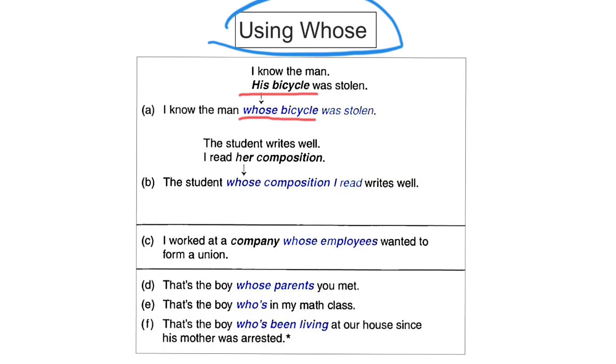or whose bicycle. Her composition or whose composition. Both whose and the noun it is connected to are placed at the beginning of the adjective clause. Whose cannot be omitted. Whose usually modifies people, but it may also be used to modify things, as in C.